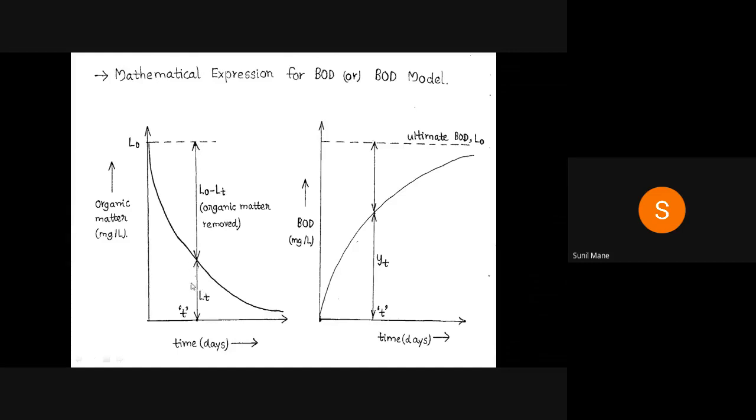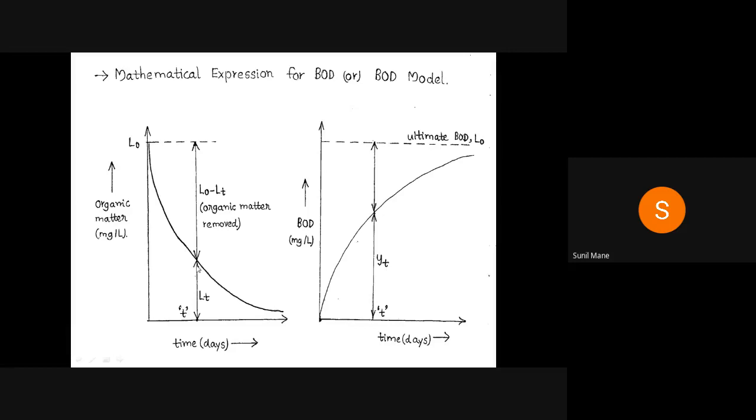So Lt is remaining. That means L0 minus Lt is the organic matter removed. This organic matter has been consumed. So this is the observation, or whatever the BOD we are calculating, and it is dependent on this factor, L0 minus Lt. So the maximum organic matter was present, and the organic matter present after a certain day is Lt.